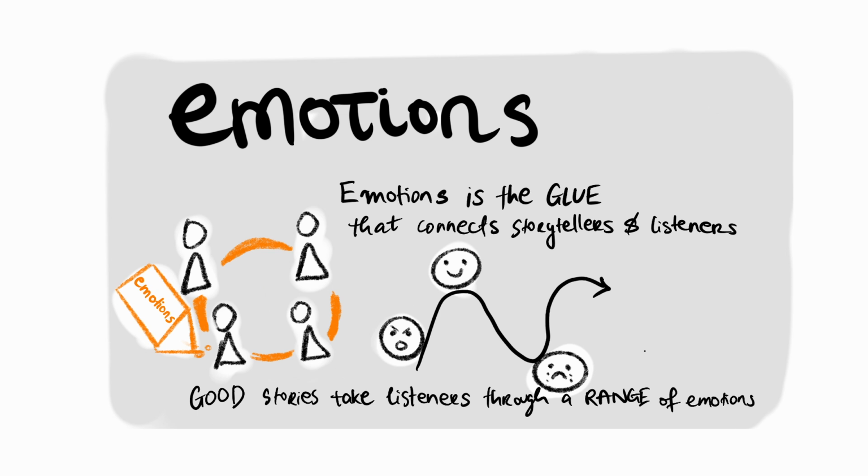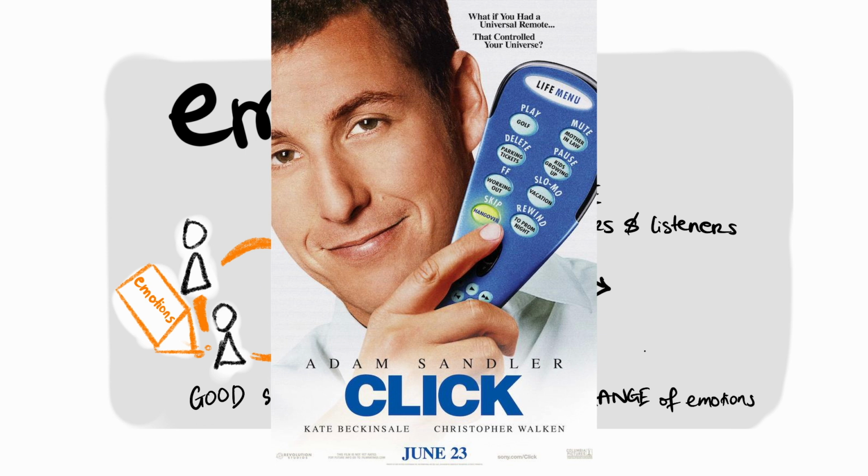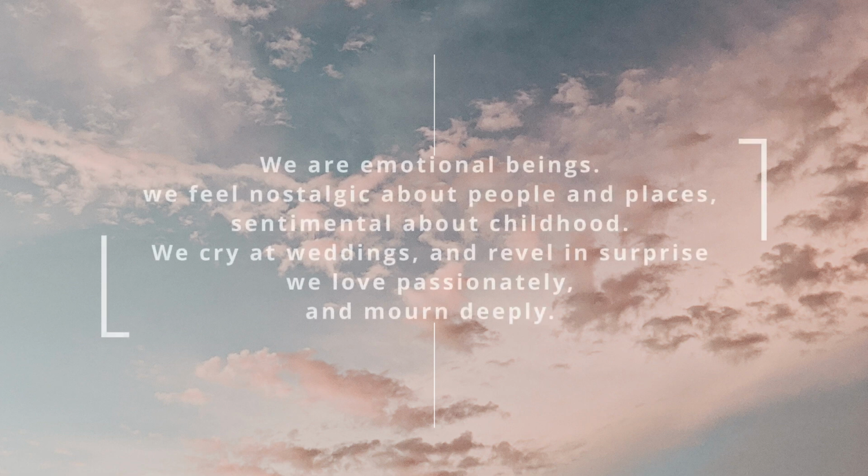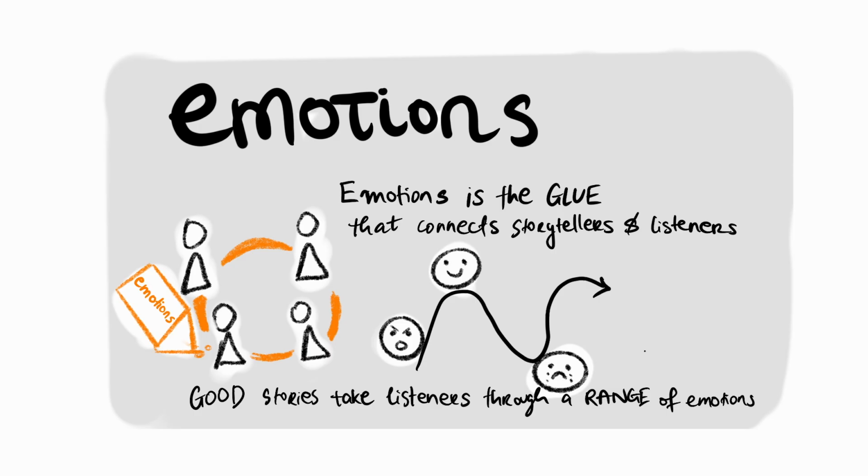Emotions. Throughout the story, the overarching element to glue it all together is the emotion. I love this quote from the book. We are emotional beings. We feel nostalgic about people and places, sentimental about childhood. We cry at weddings and revel in surprise. We love passionately and mourn deeply. Beyond the eloquent and invisible construction of the story, emotion is a glue that connects the storyteller and listeners. Good stories, think of your favorite movies or epic movies, take listeners through a range of emotions.